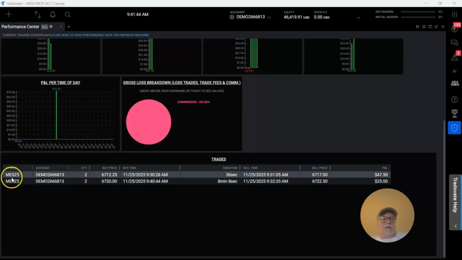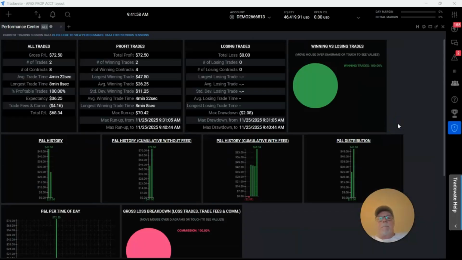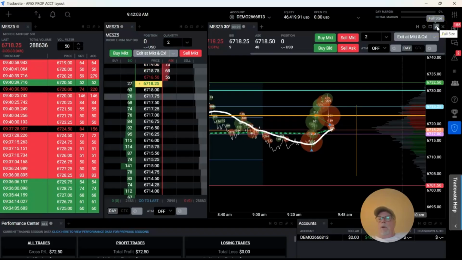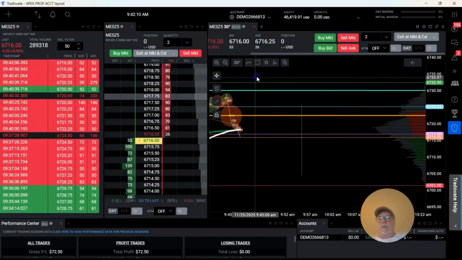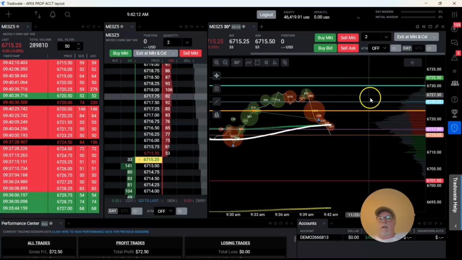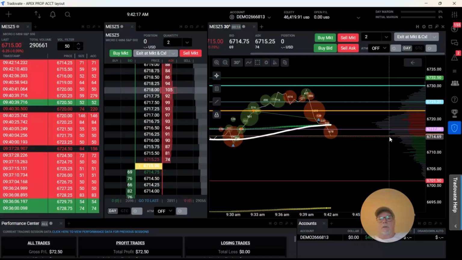MES, M is for micro. ES is for the S&P 500. And Z is for the December. And the 5 is the 2025 contract. So that's what that symbol means. So there you go. Much more manageable trades for you guys. If you were scared to do anything with the regular ES, you always have the option of the micros.